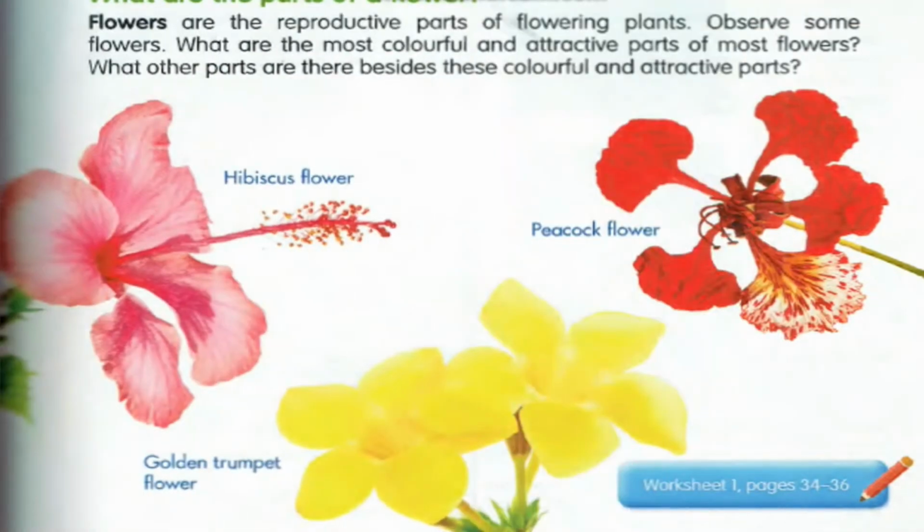What are the parts of a flower? Flowers are the reproductive parts of flowering plants. Observe some flowers. What are the most colorful and attractive parts of most flowers? What other parts are there besides these colorful and attractive parts? Hibiscus flower, peacock flower, golden trumpet flower.